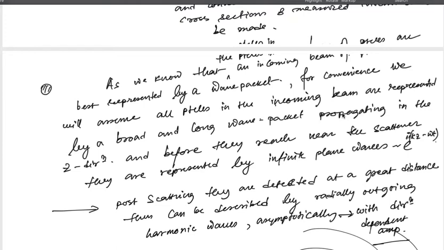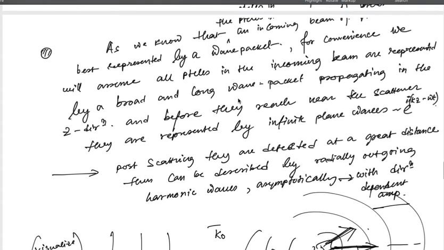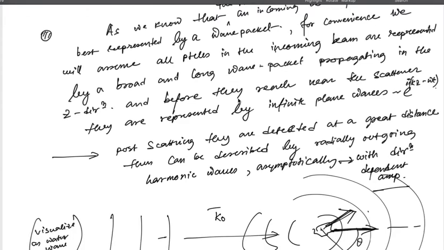So we know if we have solved it for a plane wave, we know how to solve it also for a wave packet in principle. And we discussed those in the form of some problems which are there in Griffiths chapter 1 or 2. So here also we will assume all the particles in the initial beam, in the incoming beam, are represented by a broad and long wave packet, which is essentially a plane wave, and that is propagating entirely in the z direction.